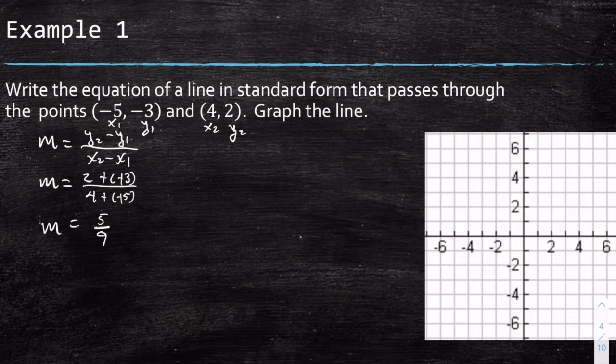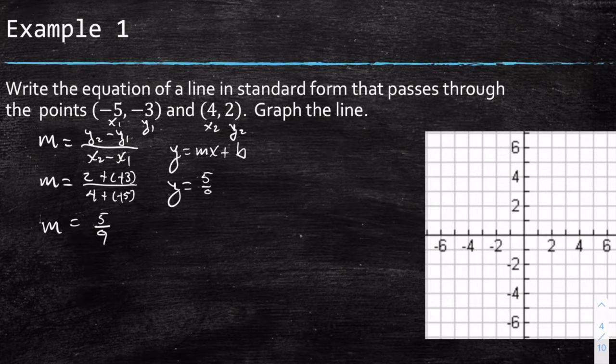So then we write the equation of the line. What is the equation of the line? y equals mx plus b. We're going to write it again: y equals 5/9 x plus b. And now we have to find what b is. You know by now that what we need to do is simply put in the coordinates of one of the points, and we'll find b.